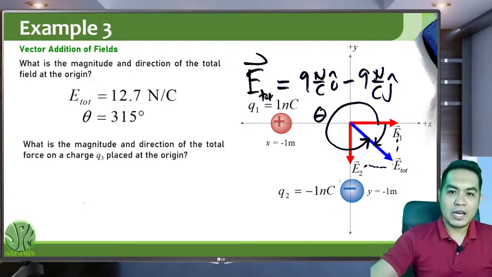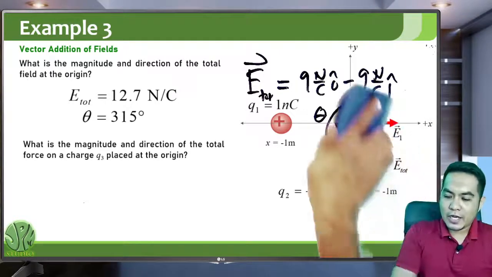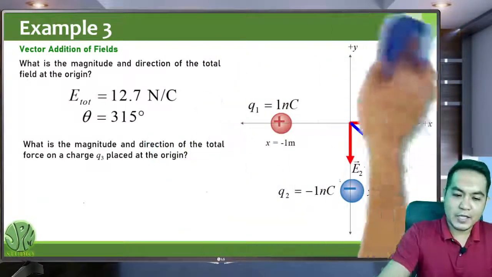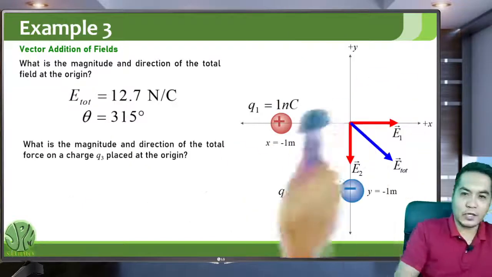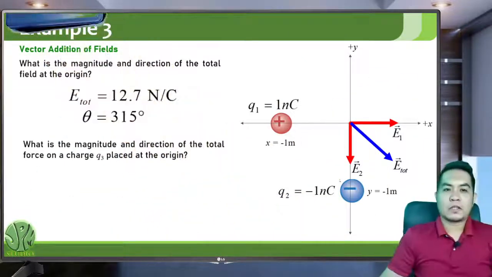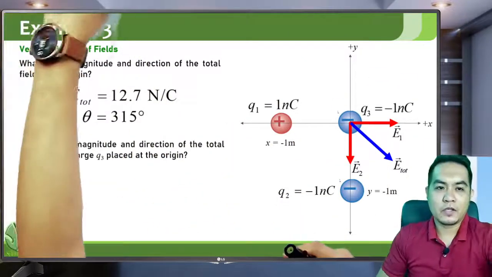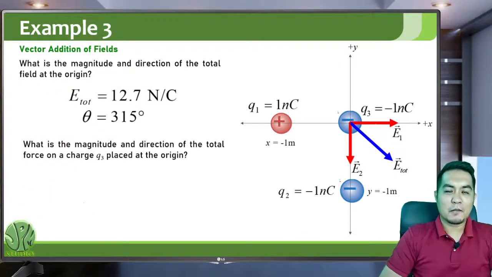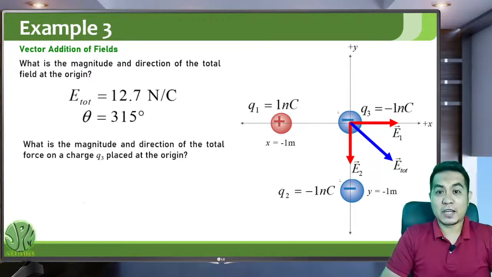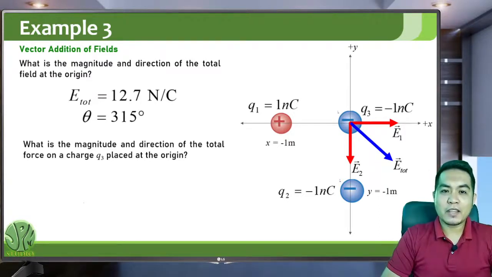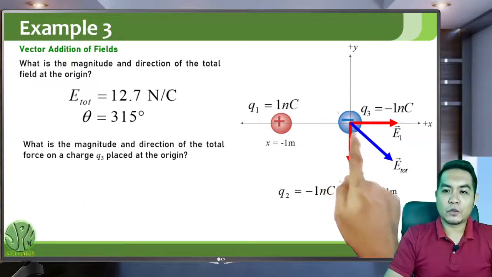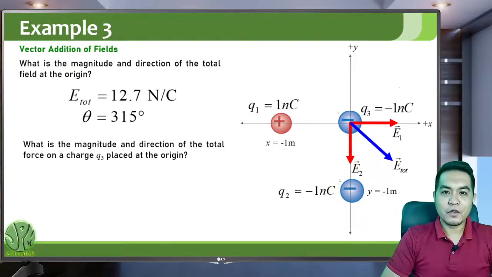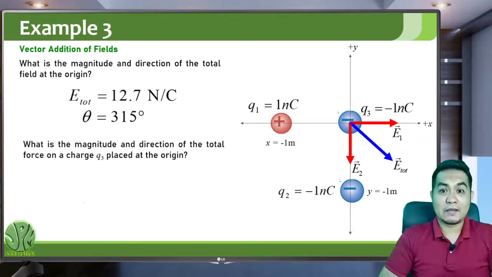Okay, let's place an additional problem. What if we place Q3 back in the origin? What is now the magnitude and direction of the total force on a charge Q3 placed at the origin? So this is exactly the same problem as in the previous example. But since you have already solved for the total electric field, you must take advantage of that.